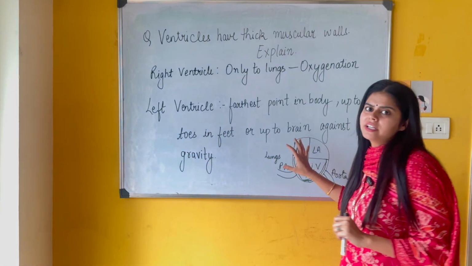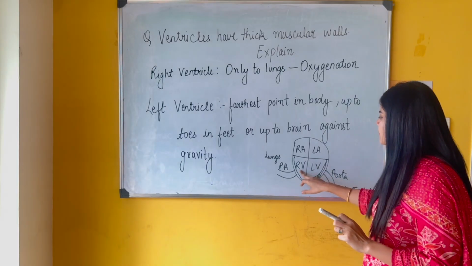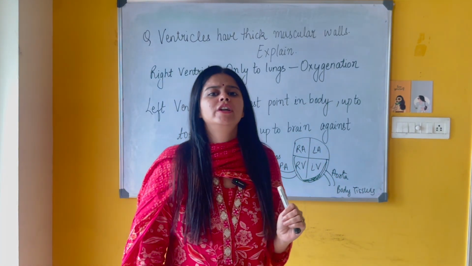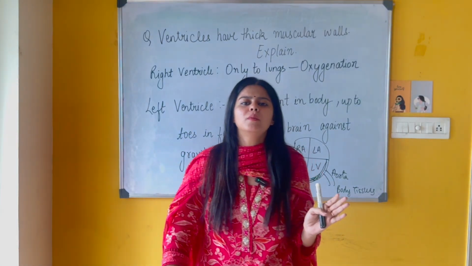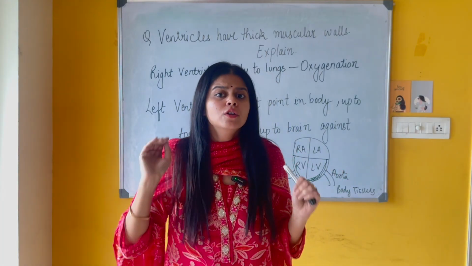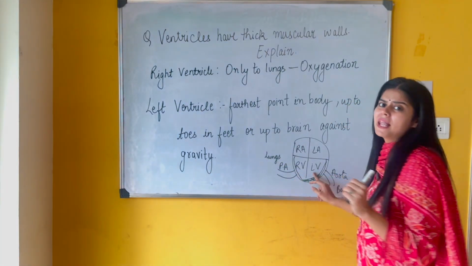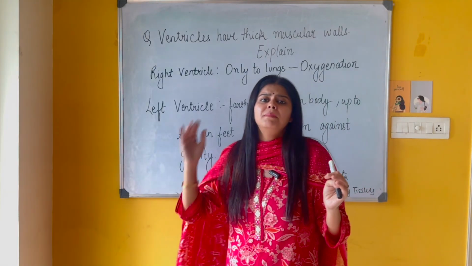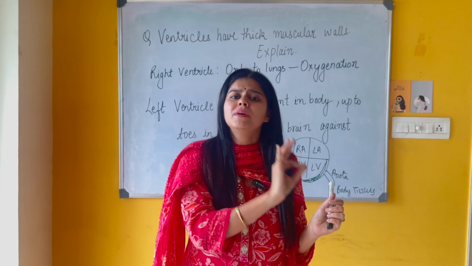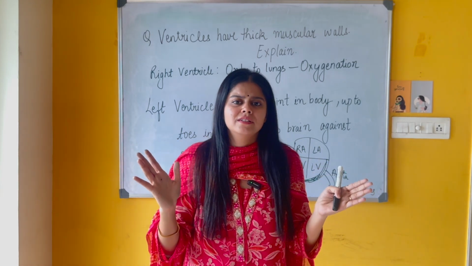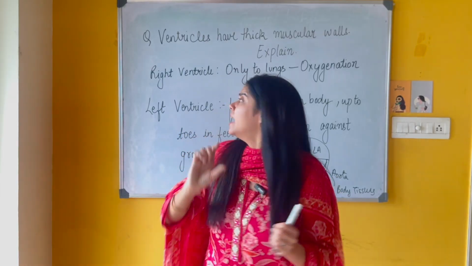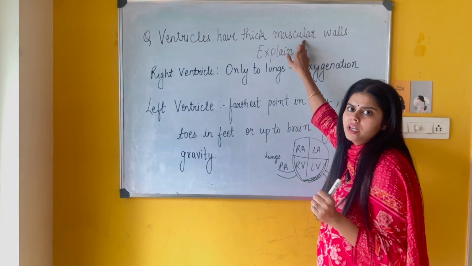So in the double circulation diagram, you remember ventricles have to supply oxygenated blood to all your body tissues, to the farthest point of your body, from your toe to your head against the gravity. So because ventricles have to supply blood to the farthest point, blood flows at very high pressure from ventricles. This high pressure of the blood can rupture the walls of ventricles. So to prevent the walls of ventricles from rupturing, they are thick and muscular.